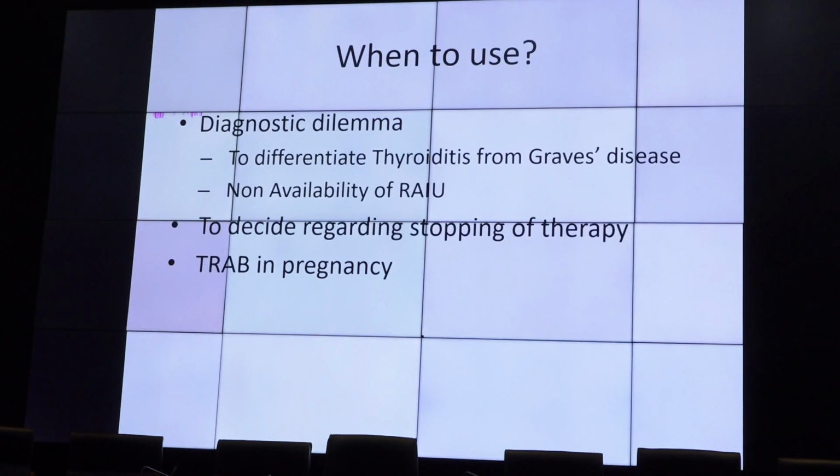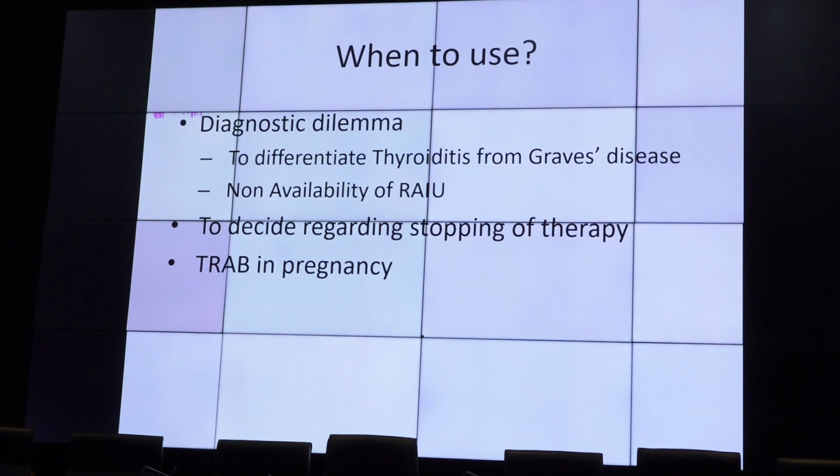Now when do we use it? There are 3 things to it. First, when there is a diagnostic dilemma, then deciding the nature of the therapy, and in pregnancy, to monitor the outcomes. Now diagnostic dilemma, as I already told, to differentiate between thyroiditis and Graves, it is going to be positive. The higher the TRAP levels, the more the autoimmunity, and the more likely it is going to continue longer. In thyroiditis usually it will be negative.